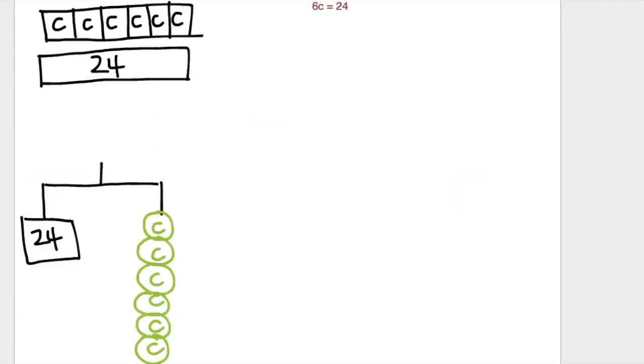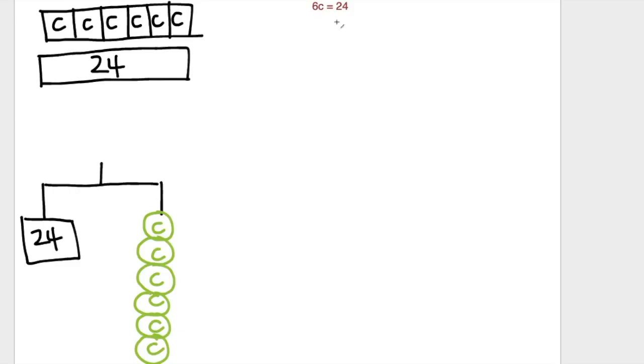Okay, the other type of problem that you might encounter is a problem that doesn't have addition or subtraction. So the example I'm going to use is 6c equals 24. That's the same as 6 times c is equal to 24. Or there are 6 times that you see the variable c. There's a lot of c's.